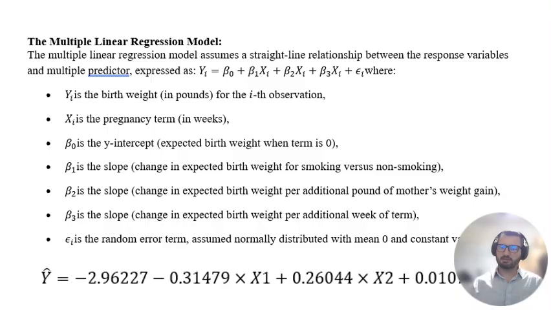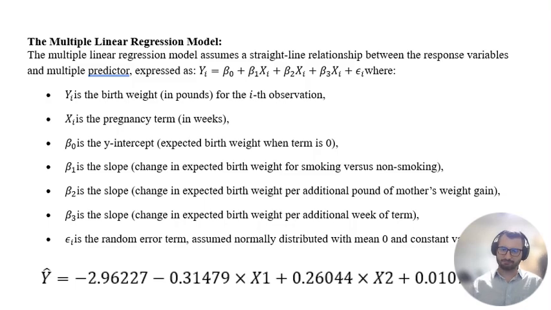So the intercept is a negative number. This is impossible biologically, but it's still statistically significant, and it's necessary for the linear equation to be fitted correctly. The three predictors are also statistically significant, with smoking having about a 0.318 pounds lighter birth weight, on the binary of 1 or 0. The term is basically a quarter of a pound for each additional week, holding other things constant.